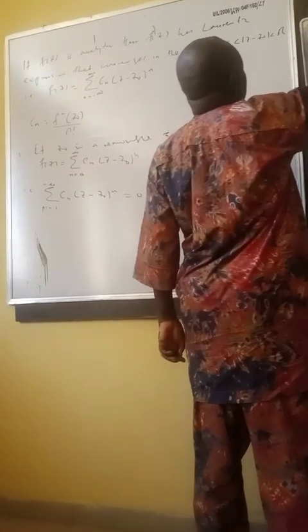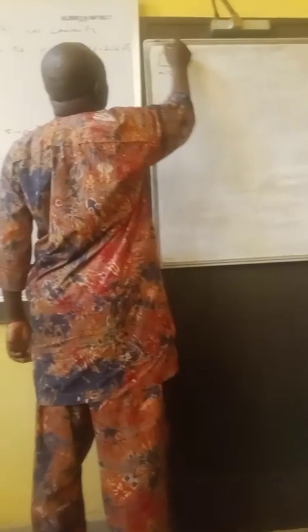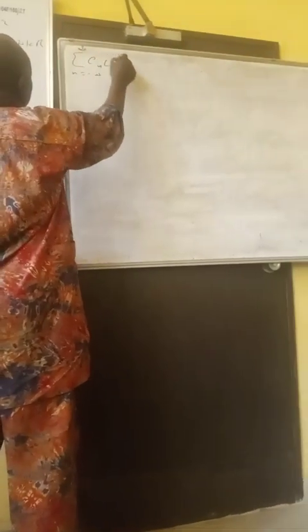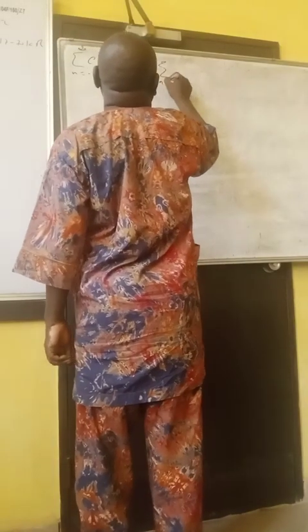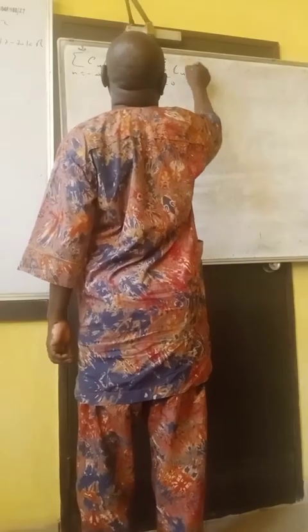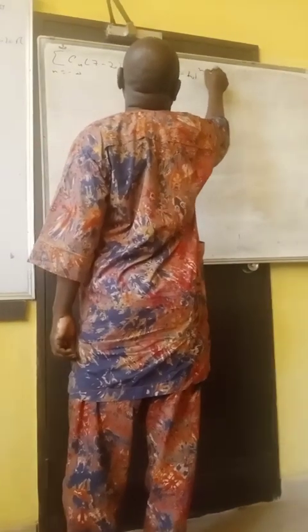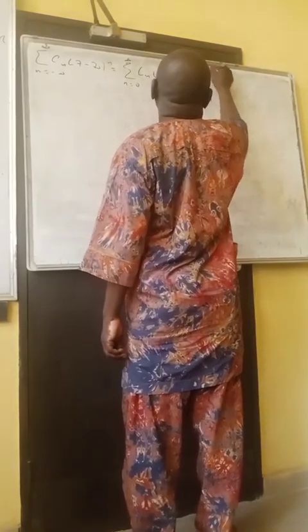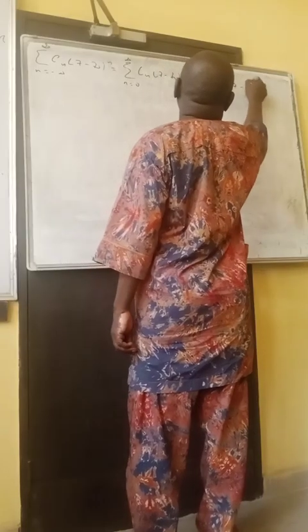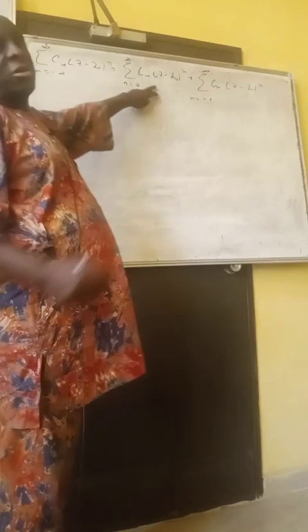The Laurent series, summation from minus infinity to infinity of Cn (z minus z naught) raised to power n, can be written as summation n from 0 to infinity Cn (z minus z naught) raised to power n plus summation n from -1 to minus infinity Cn into (z minus z naught) raised to power n. This part is called the principal part of the Laurent series, whereas this part is called the regular part of the Laurent series.